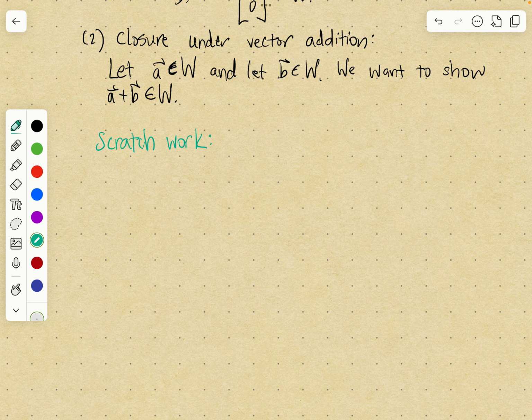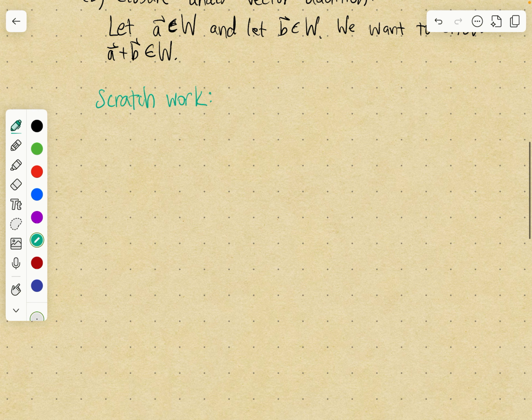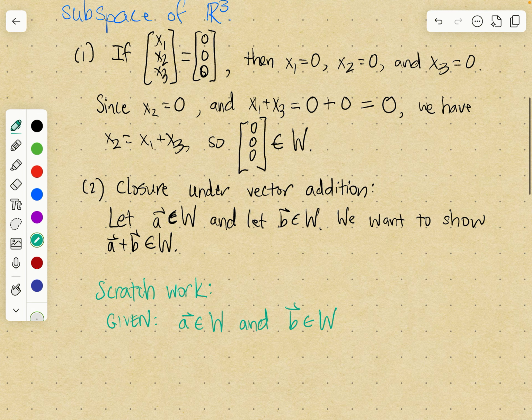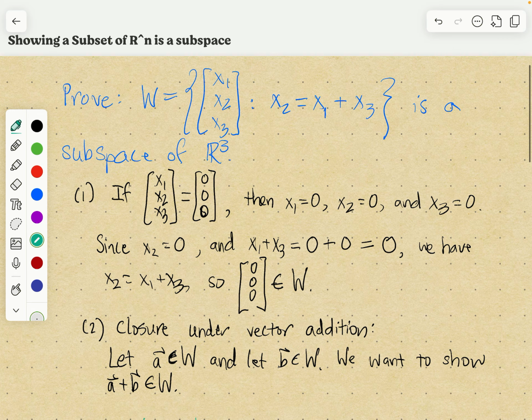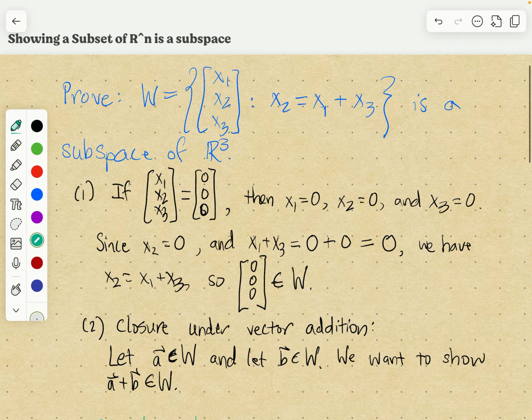So this wouldn't be part of the final proof, but it gives you an idea of how we're going to do this. So what we're given is two vectors in W. We're given that A is an element of W, and we are given that B is an element of W, where W is defined by this equation, x2 equals x1 plus x3.